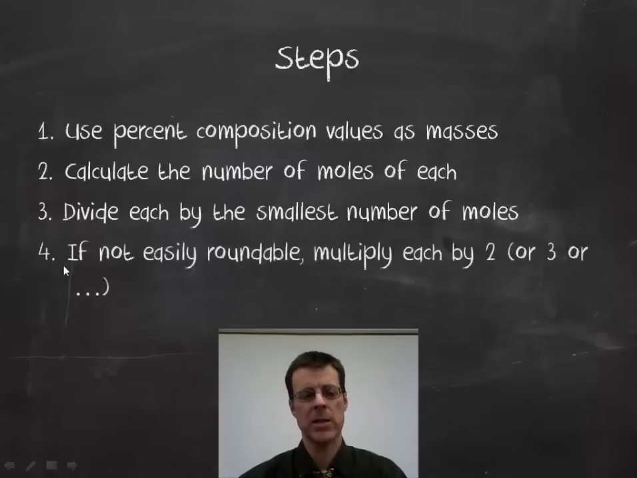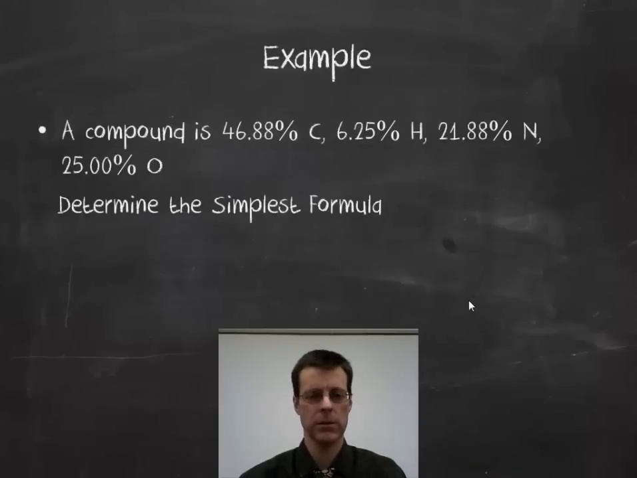And then finally, step number 4. Step number 4 is where we're going to hit the wall in some cases, because we have this statement here, if it's not easily roundable. Well, what does that mean? Then I'm going to multiply by 2 or 3 or something else. Again, once we get there, it should make more sense, so just hang on. The bottom line, though, is most of these will be fairly easily roundable. In other words, it'll look obvious that it's really close to a whole number. If it's not close to a whole number, it won't be even remotely close, and then we'll have to do something to fix it.